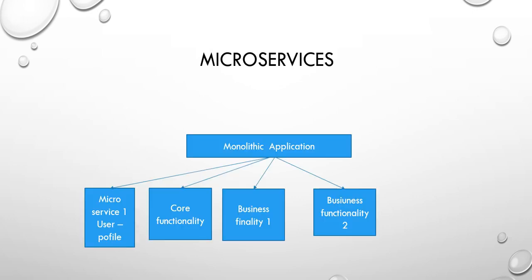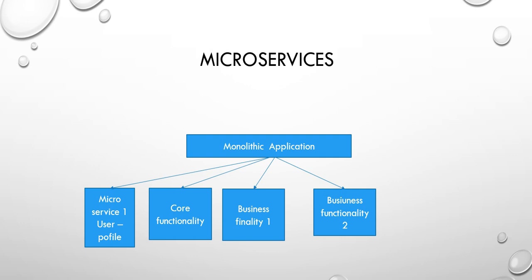I have a monolithic application that is divided into a number of microservices. Here my big monolithic application is divided into 4 applications, and each one is a microservice. The first microservice is for user profile functionality, the second microservice is core functionality, and the other microservices do other business functionality.